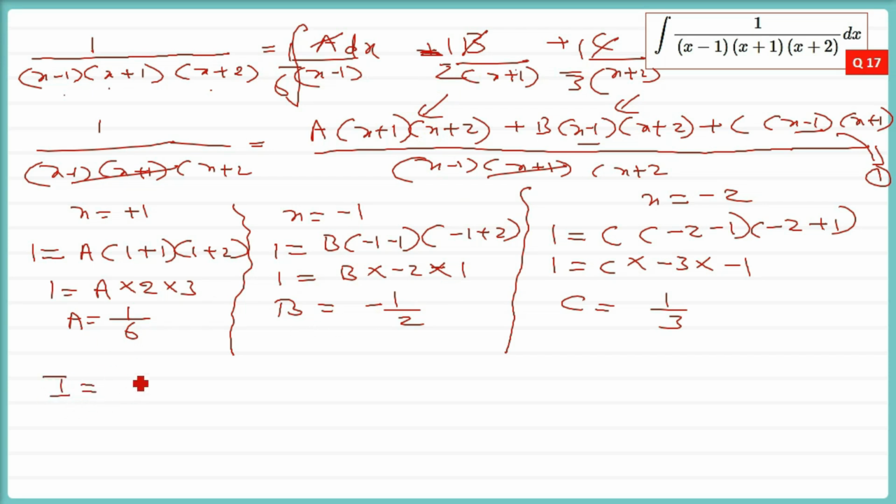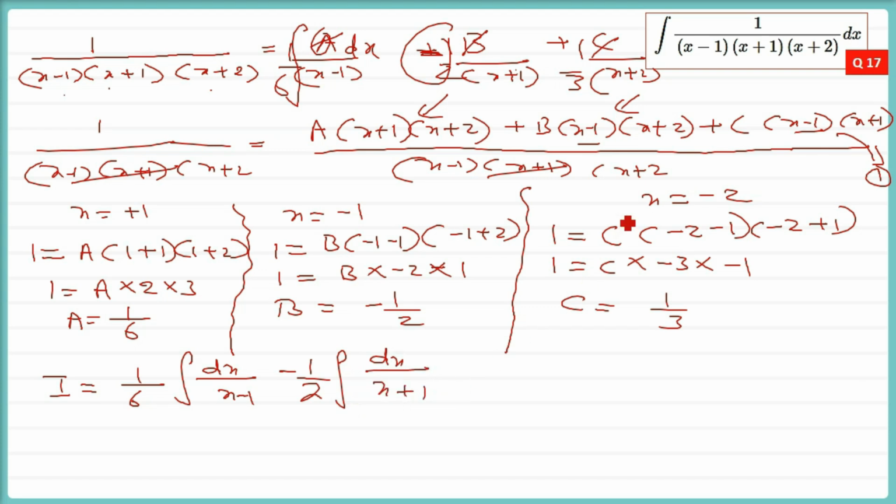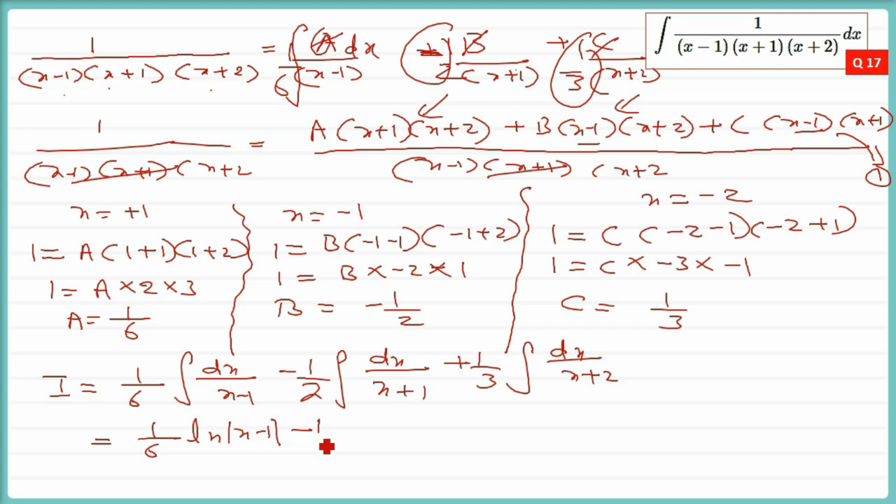So the integration will be of this sort. 1 by 6 outside, integration of dx divided by x minus 1, minus half integration of dx divided by x plus 1, plus 1 by 3 integration of dx divided by x plus 2. So 1 by 6 ln modulus of x minus 1 minus half ln modulus of x plus 1 plus 1 by 3 ln modulus of x plus 2.